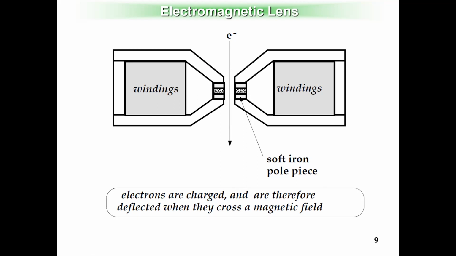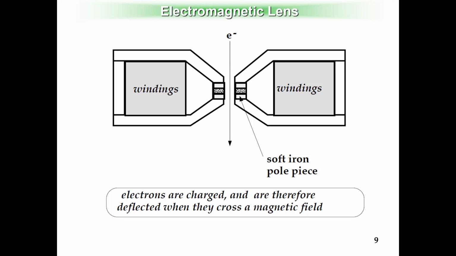If some of you have hands-on experience with TEM, when you change the magnification knob on the machine, you're actually changing the current density flowing through the lens. It can be the condenser lens, the objective lens, the intermediate lens, or the projection lens. Once you change that, the deflection of the electrons is changed, so the magnification can be changed accordingly.